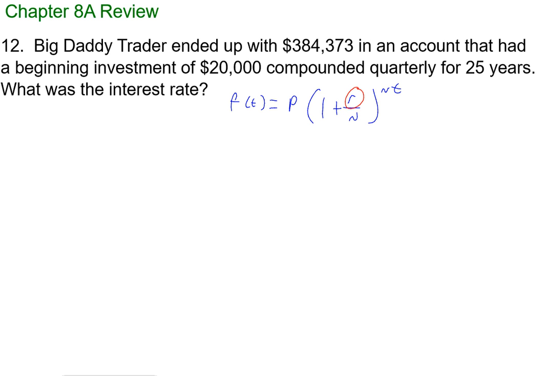So I want you to find the rate in that question. That's an awesome question. 384,373, 20 grand initial investment, quarterly compounding, 25 years. What's the interest rate? 384 grand in 25 years, compounded quarterly, what would be the interest rate?